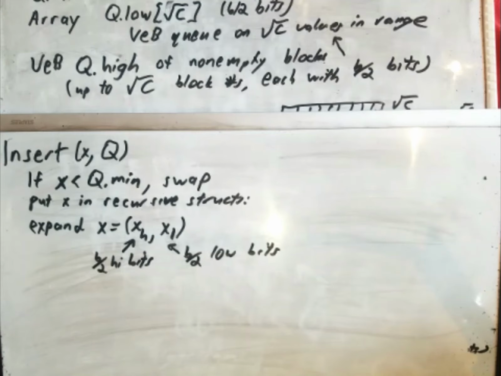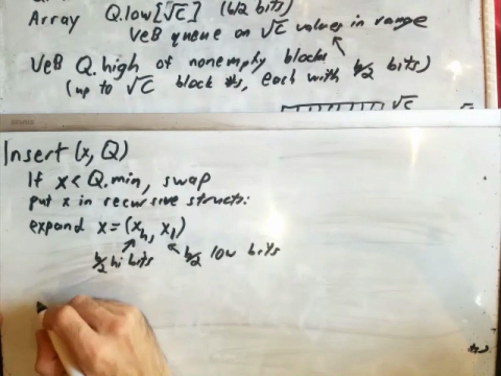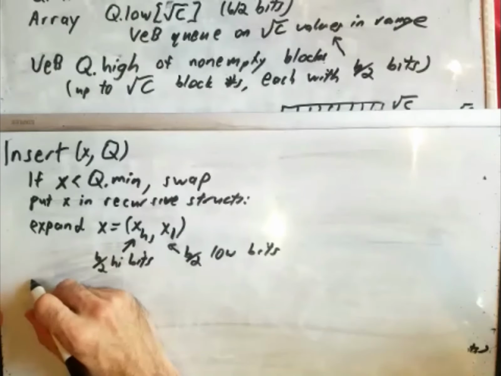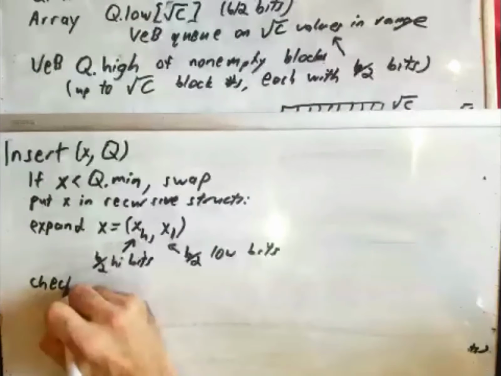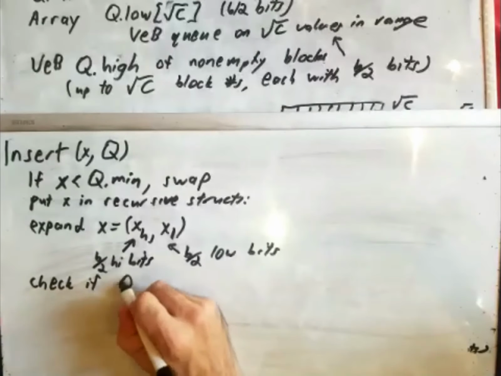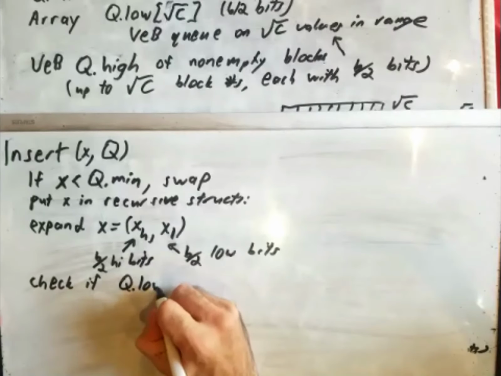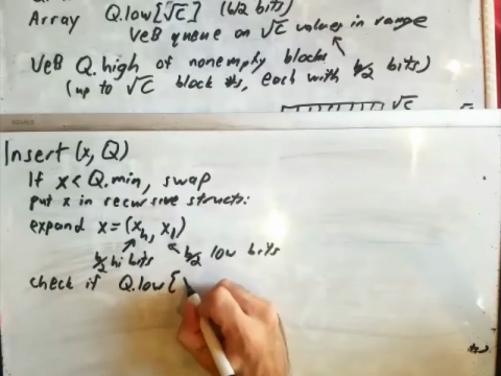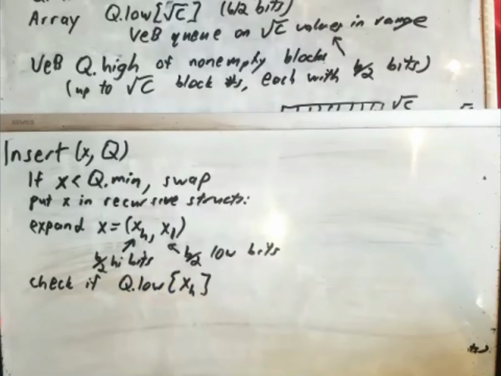I guess the high bits correspond to an empty block or a non-empty block. Right. So I need to think about whether the second level block is empty or not. I need to check if Q dot low, indexed by the high bits. In other words, I need to check the second layer block that X belongs in.